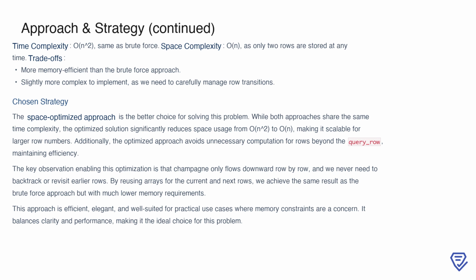While this space-optimized method is slightly more complex to implement due to the need to manage row transitions carefully, it is far more memory efficient. This makes it the preferred strategy, especially for larger row numbers where memory constraints could become an issue.